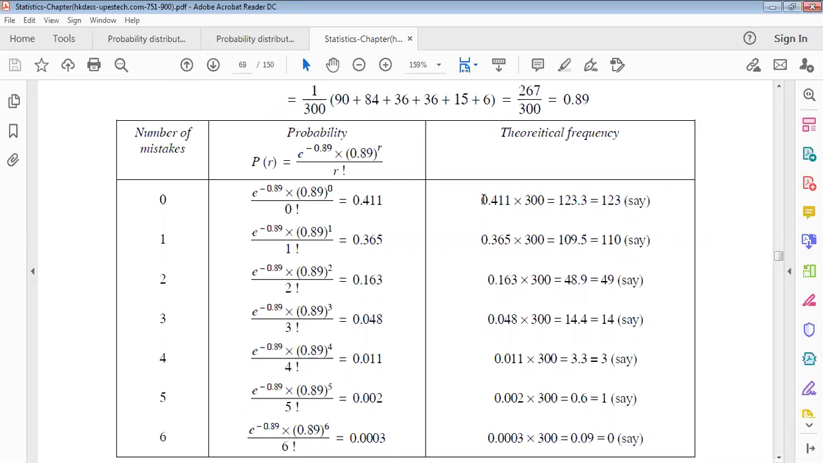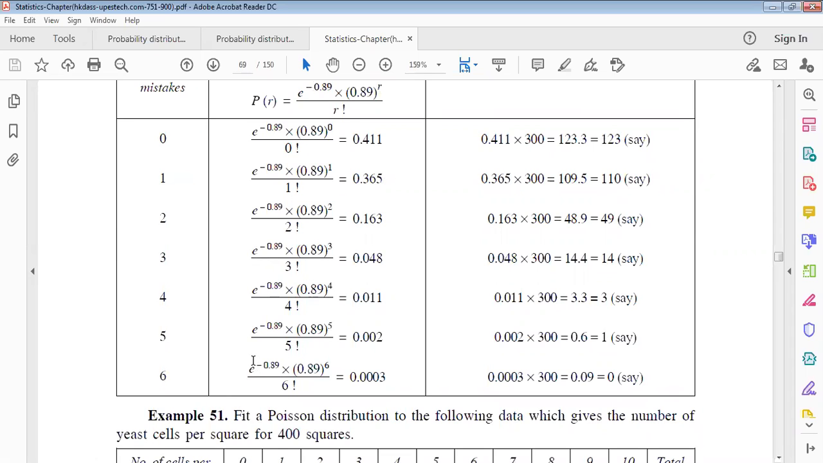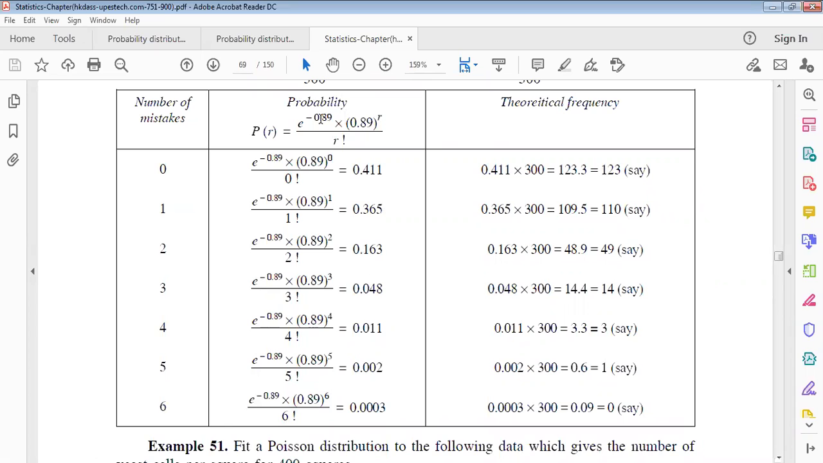With m = 0.89, now we can calculate the theoretical frequencies. For r equals 0, we get this result. Then multiplying by 300, we get approximately 123. After putting r equals 1 in this probability density function, we get this, and multiplying by 300, since total days is 300, we get only 110. Then up to r equals 6 in the Poisson distribution function, you get this result. You have to use a calculator.